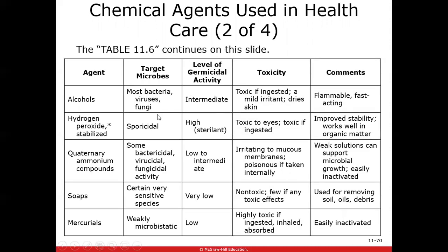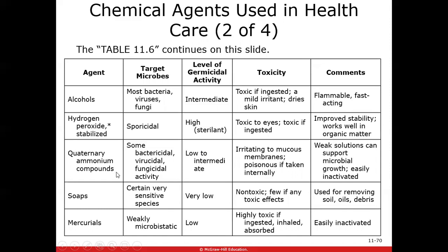Then you have alcohols. They target most bacteria, viruses, and fungi. It's intermediate level, flammable, and fast-acting. It's toxic if ingested. A mild irritant, so it dries your skin up. Then you have hydrogen peroxide. It's a sporicidal, which means that the level of germicidal activity is very high. But it's toxic to your eyes, and toxic if ingested. It works well in organic matter, though.